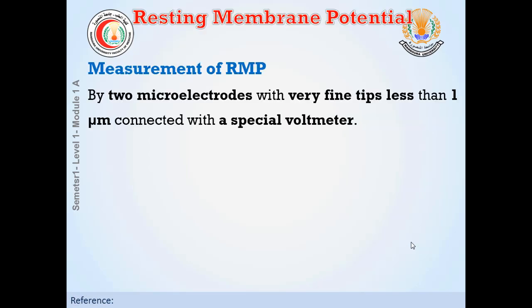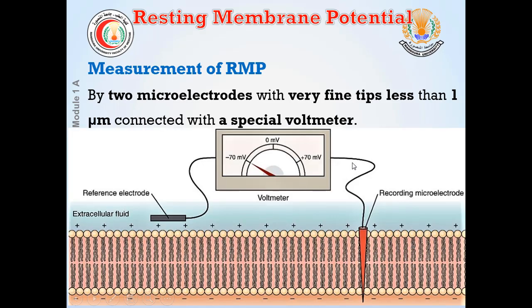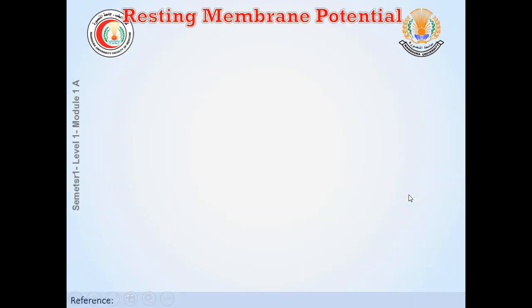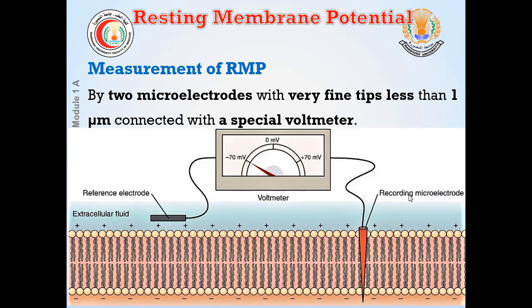Resting membrane potential is measured by 2 microelectrodes with very fine tips, less than 1 micrometer, connected with a special voltmeter. This is the special voltmeter, and these are the 2 microelectrodes. One is inserted outside the cell in the extracellular fluid, which is the reference electrode, and one is inside the cell, which is the recording microelectrode. These measure the potential difference between inside and outside the cell.